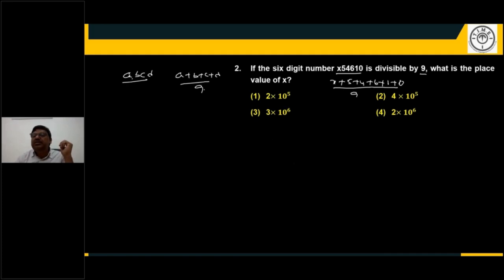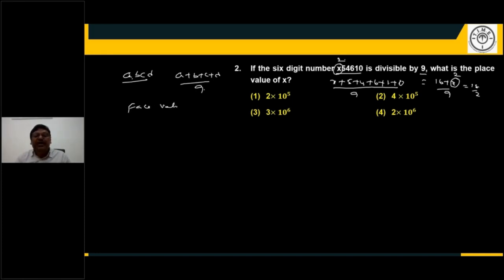Tell me what is this? 1 plus 6 is 7, 11, 16. So 16 plus x should be divisible by 9. What should be the x value? If x is 2, then 16 plus 2 is 18, which is divisible by 9. So what should be in the place of x? 2. The face value of x is 2.